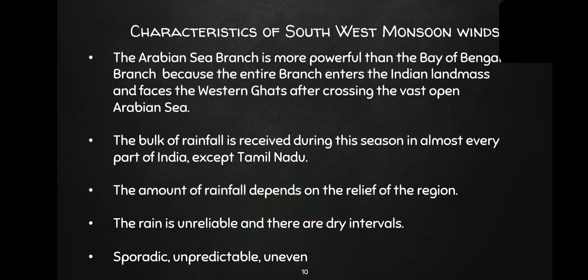Again, the most important is that the rain is unreliable. We cannot expect the same amount of rainfall every year. It differs. Sometimes it outpours, sometimes it is windless. There are even dry intervals. They say it is failure of monsoon. Therefore, the main characteristic of southwest monsoon winds is that they are sporadic, that is unreliable, unpredictable, uneven. The rainfall is not even throughout the country. It differs from place to place. This is the characteristic of southwest monsoon winds.